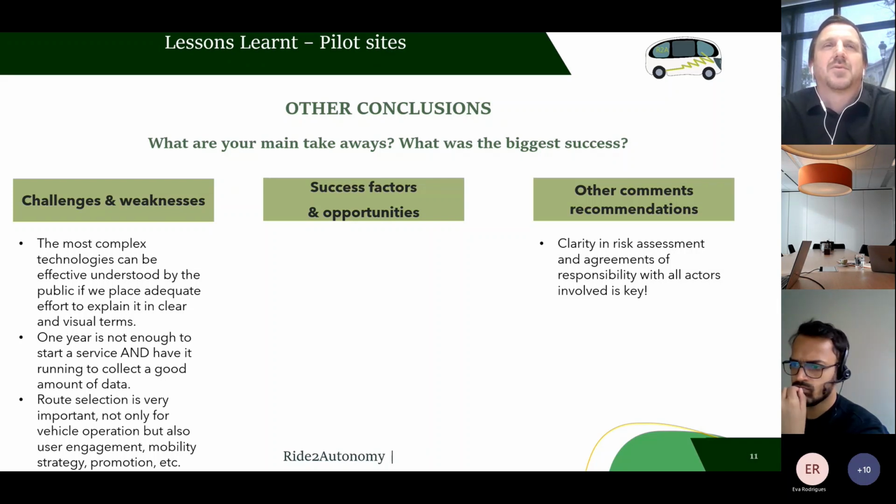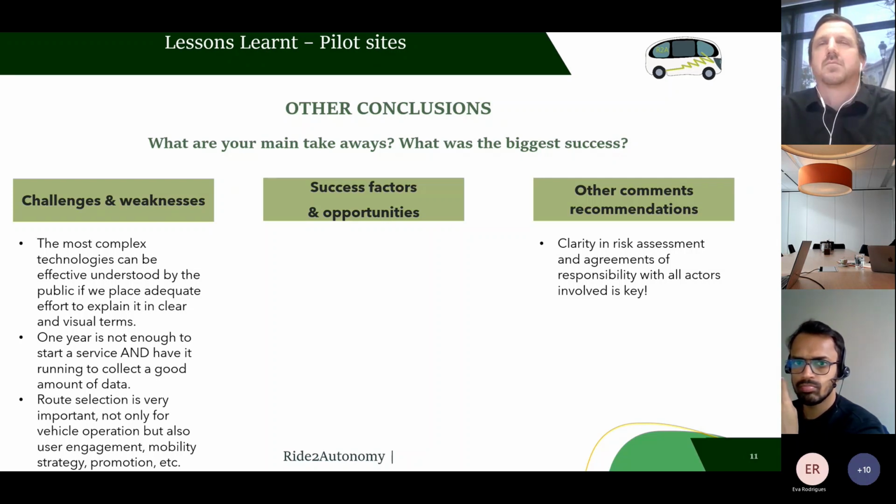And this one has come up often, that one year is not enough to start a service and have it running and collect a good amount of data. So this was also where planning and timing and being realistic about it, to really get started straight away with a plan, but also to consider how to do this with other projects.